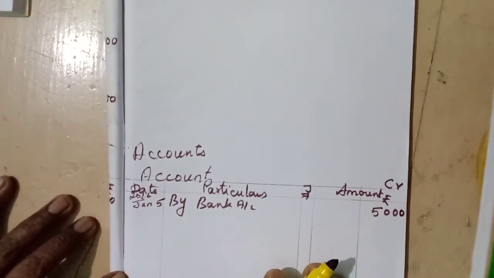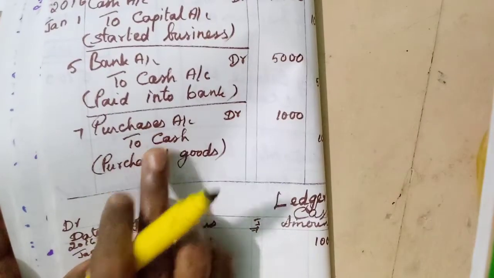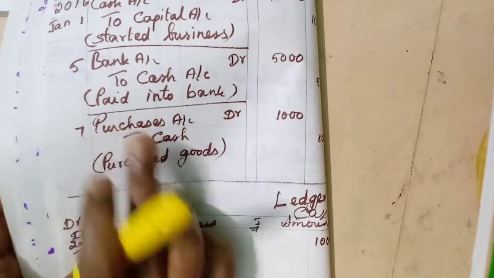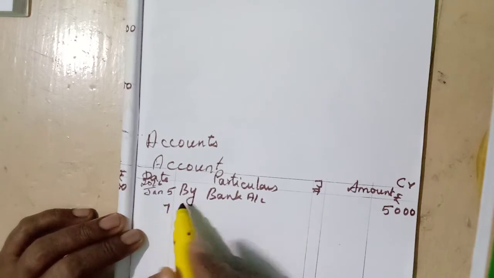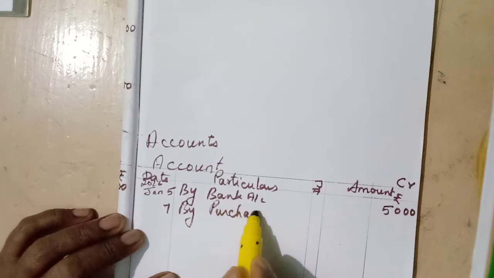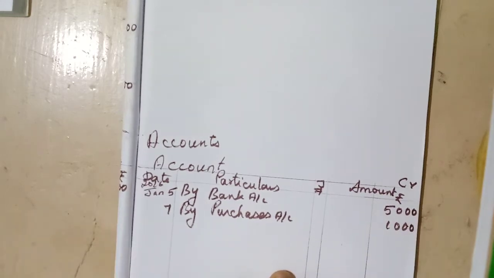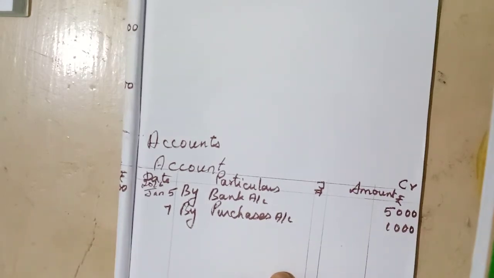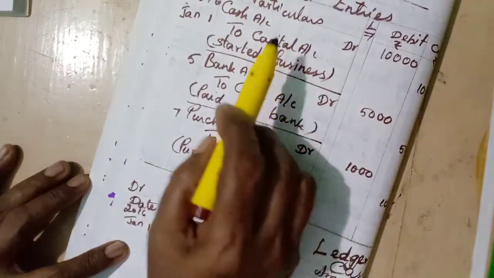Okay. Then third entry, purchases account debtor to cash, isn't it? Again cash is credited. So 7, by purchases account, only date, by purchases account, $1,000. Okay, we have written. If they ask to balance them, then we can balance. Here they have not asked to balance. Okay, so the cash account we have prepared.